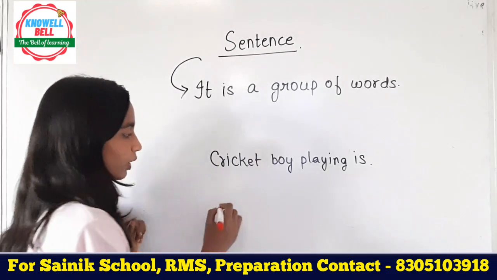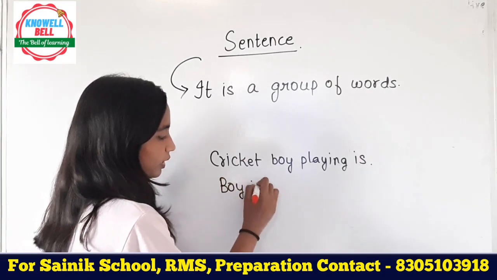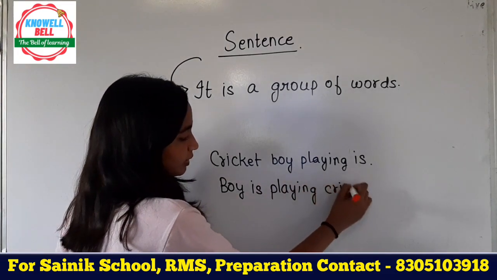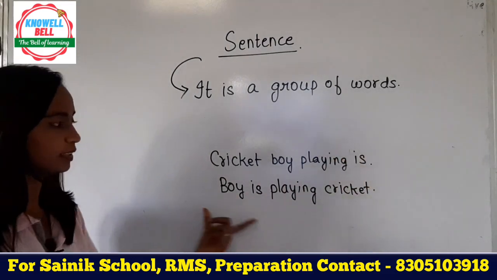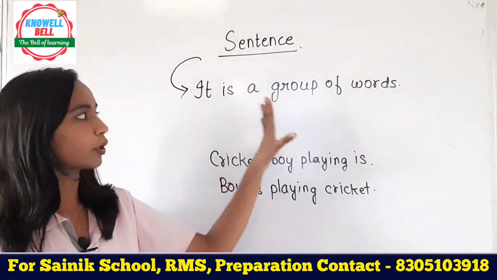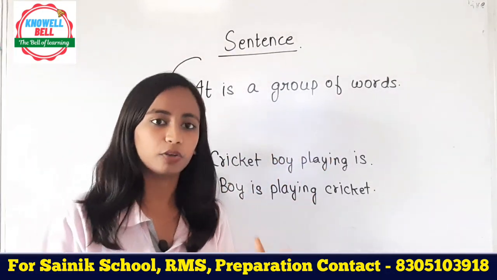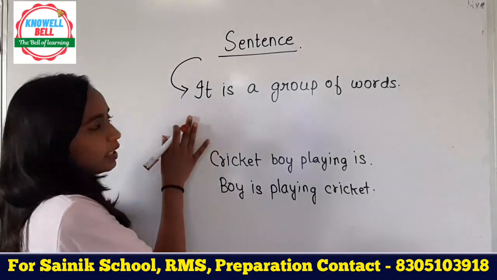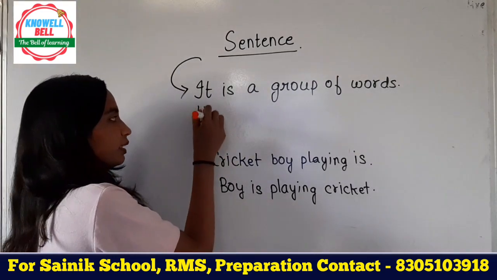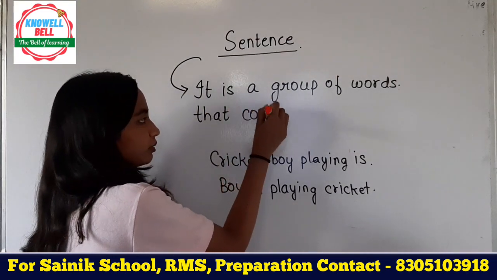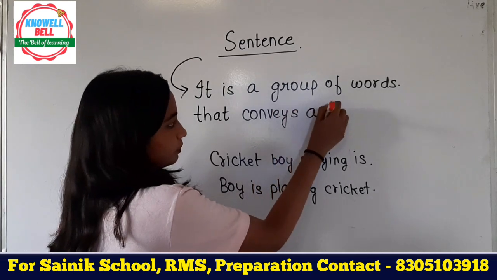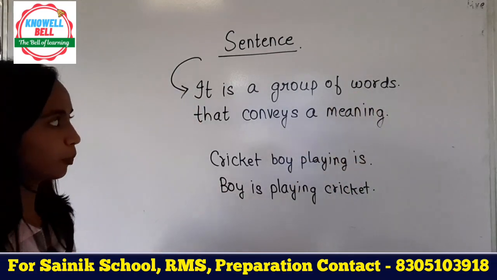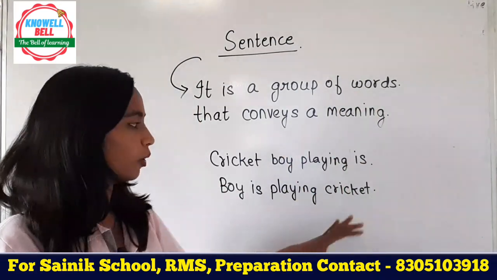Okay, sentence क्या होगा? Sentence will be boy is playing cricket. Sentence is boy is playing cricket. This is the sentence here. Okay, so for a group of words to be sentence, हमने क्या देखा? In order for a group of words to be sentence, it needs to convey a meaning. Okay, so we can define sentence as a group of words that conveys a meaning.